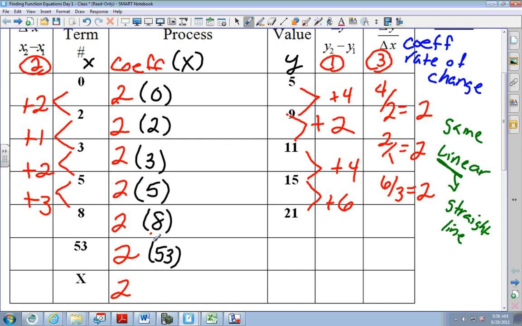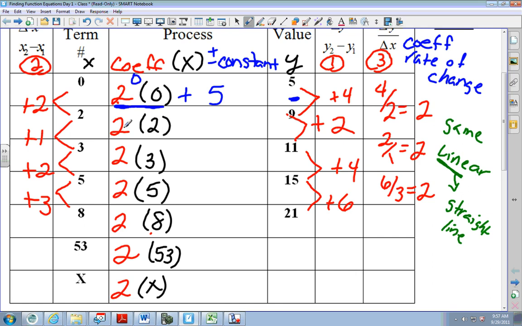53, and x. Now, right here, if I multiply these two together, if I take 2 times 0, I get 0. Well, is that what I have in the y column? No. What do you have to do to 0 to get to 5? You have to add 5. So what I'm looking for here is I need to add or subtract a number, which will be my constant.